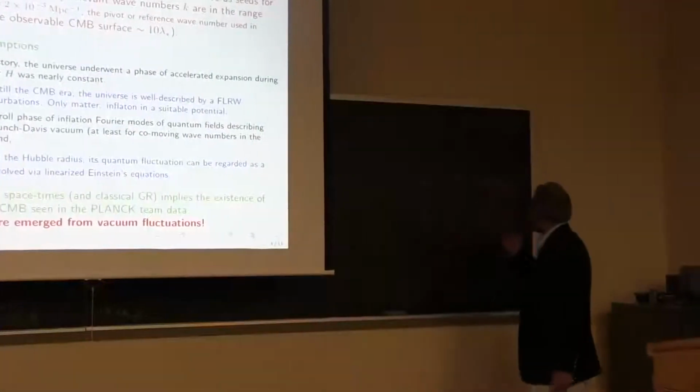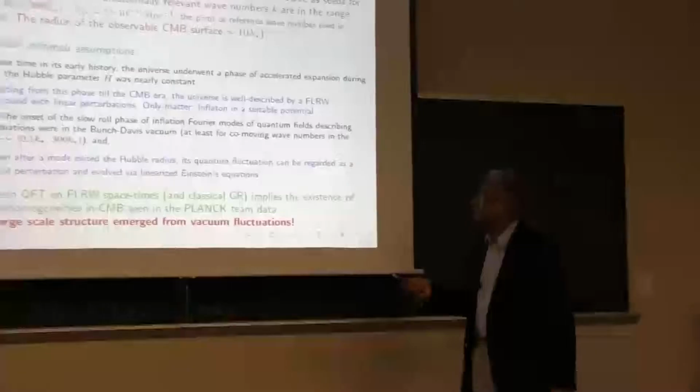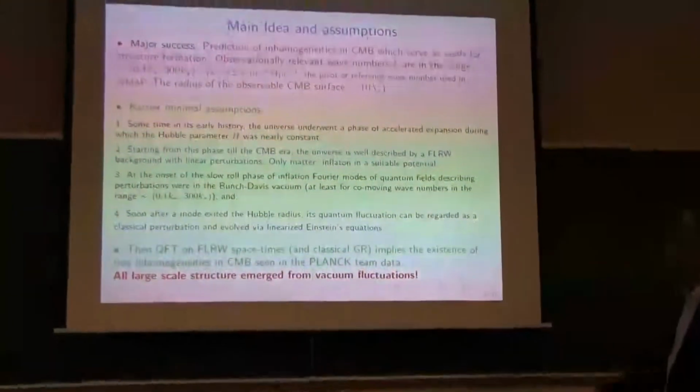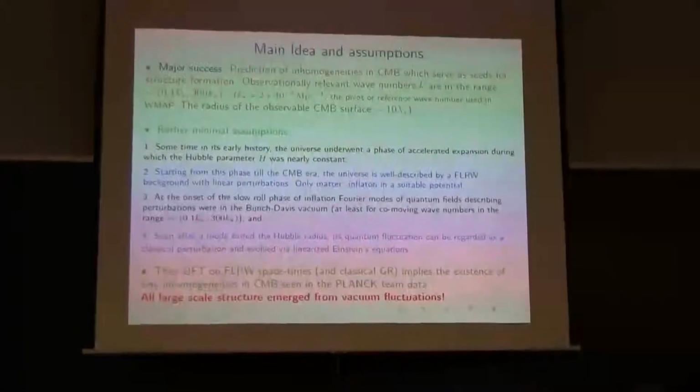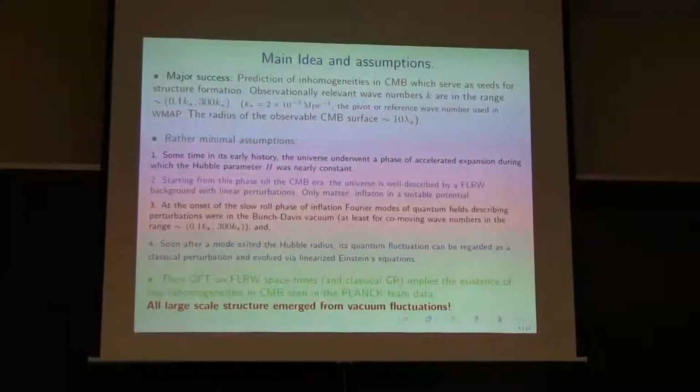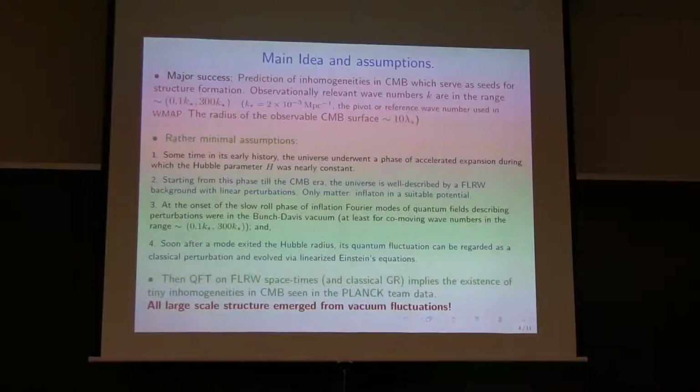So if there is a nearly exponential expansion in the very early part of the universe, then starting from this phase until about the cosmic microwave background era, remember that the cosmic microwave background era is much later, about 380,000 years later, right? This is very, very early. If you assume classical general relativity, then it's very close to the Big Bang, whereas the CMB era starts at 380,000 years, much later.